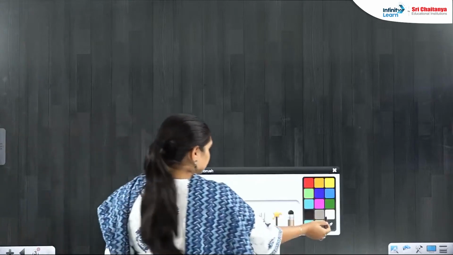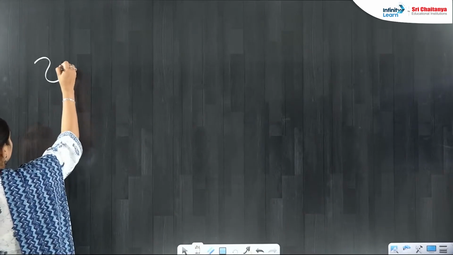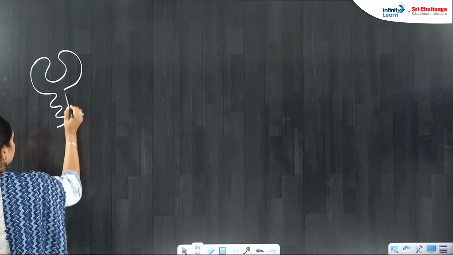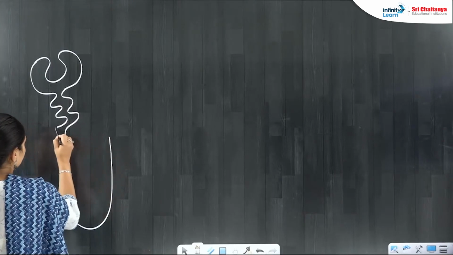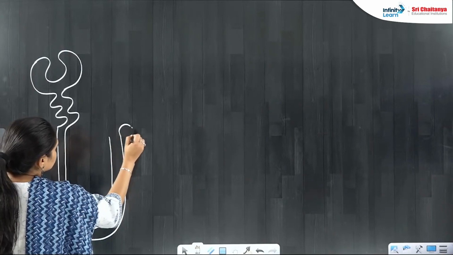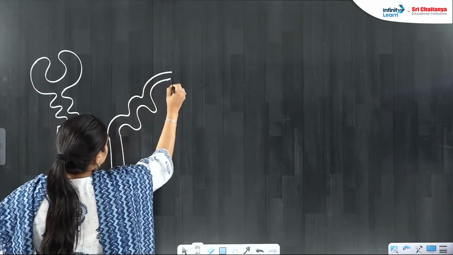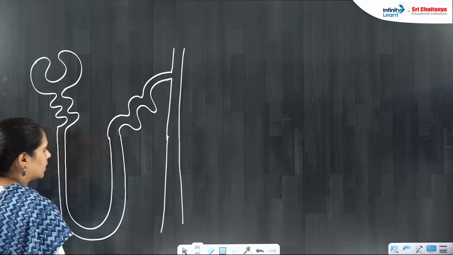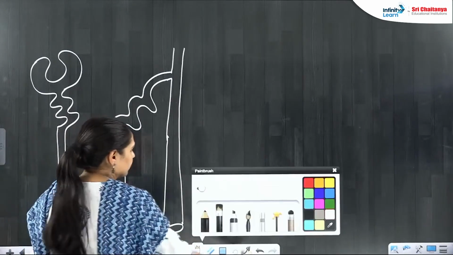See here. I'll tell you a little bit about the nephron. This is the Bowman's capsule. Then this is the proximal convoluted tubule. Then this is the loop of Henle. Then this is the distal convoluted tubule, and it opens into the collecting duct. So you can see the parts of the nephron here.